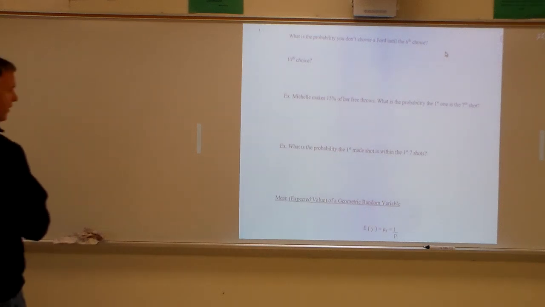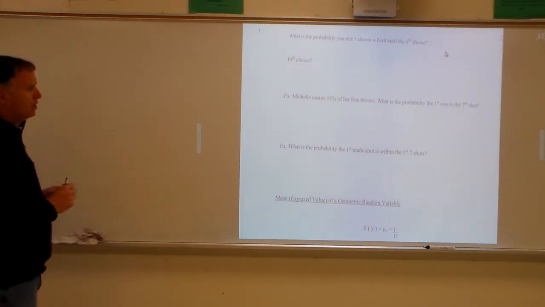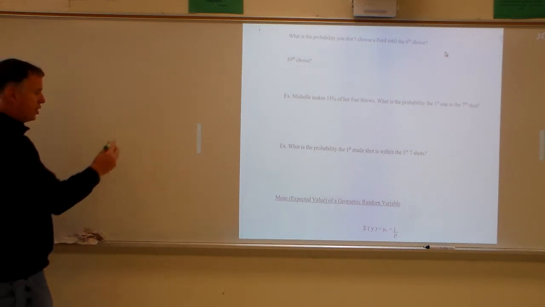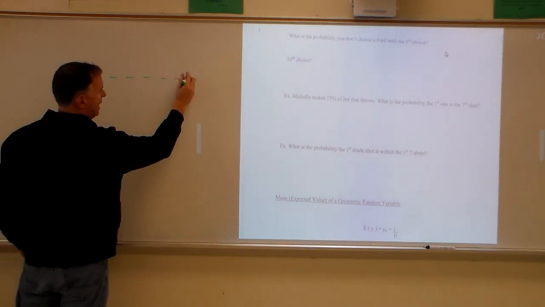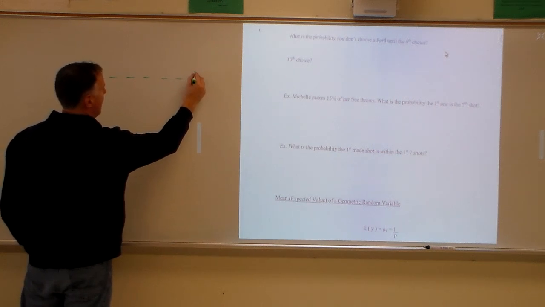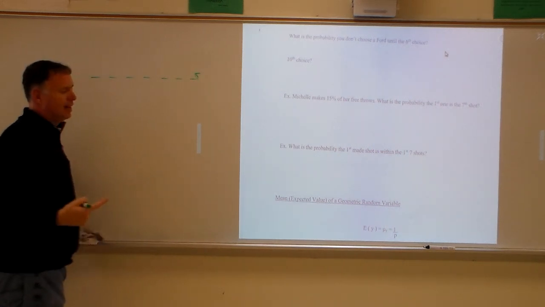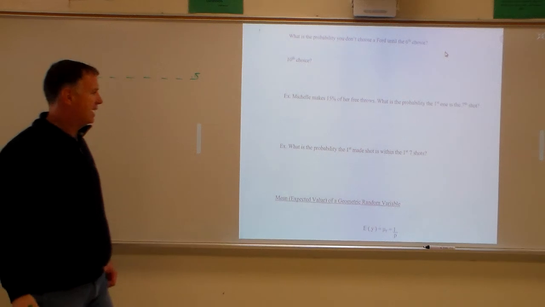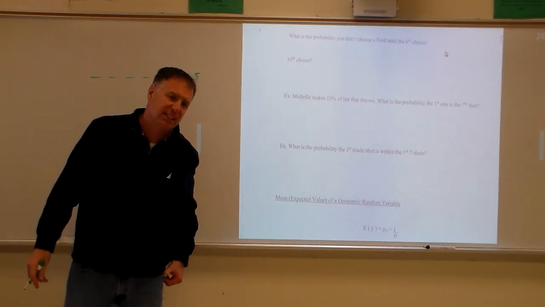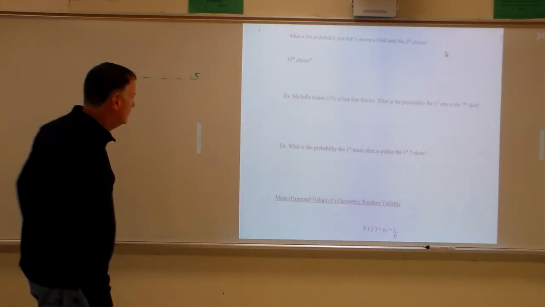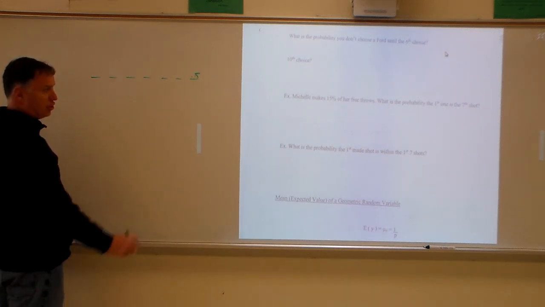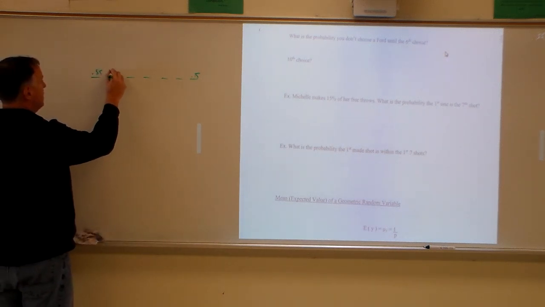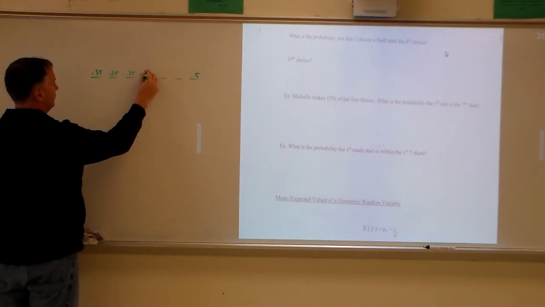Okay, so she makes 15% of her free throws. What's the probability the first one is the 7th shot? 1, 2, 3, 4, 5, 6, 7. She made it. 15%. Boy, not a good free throw shooter.